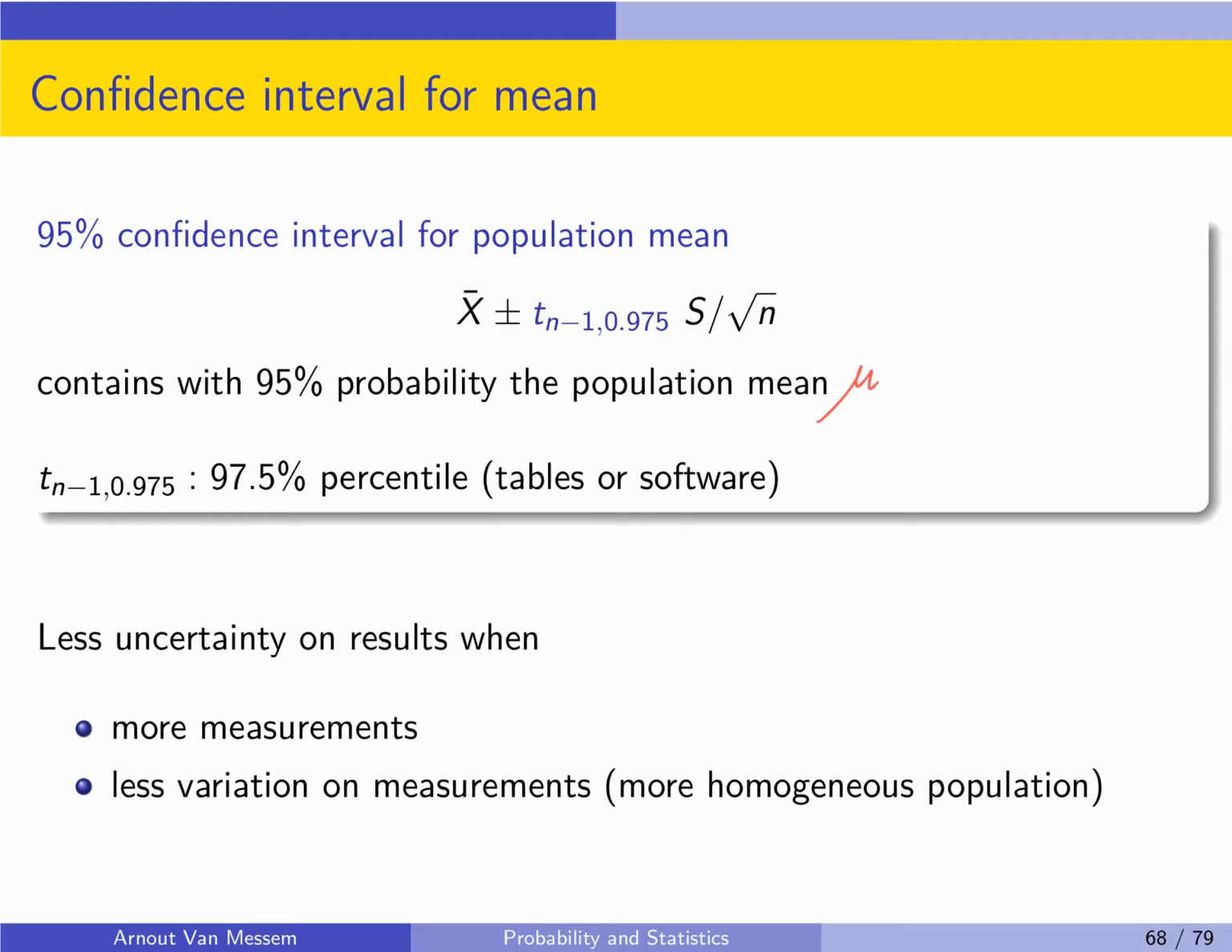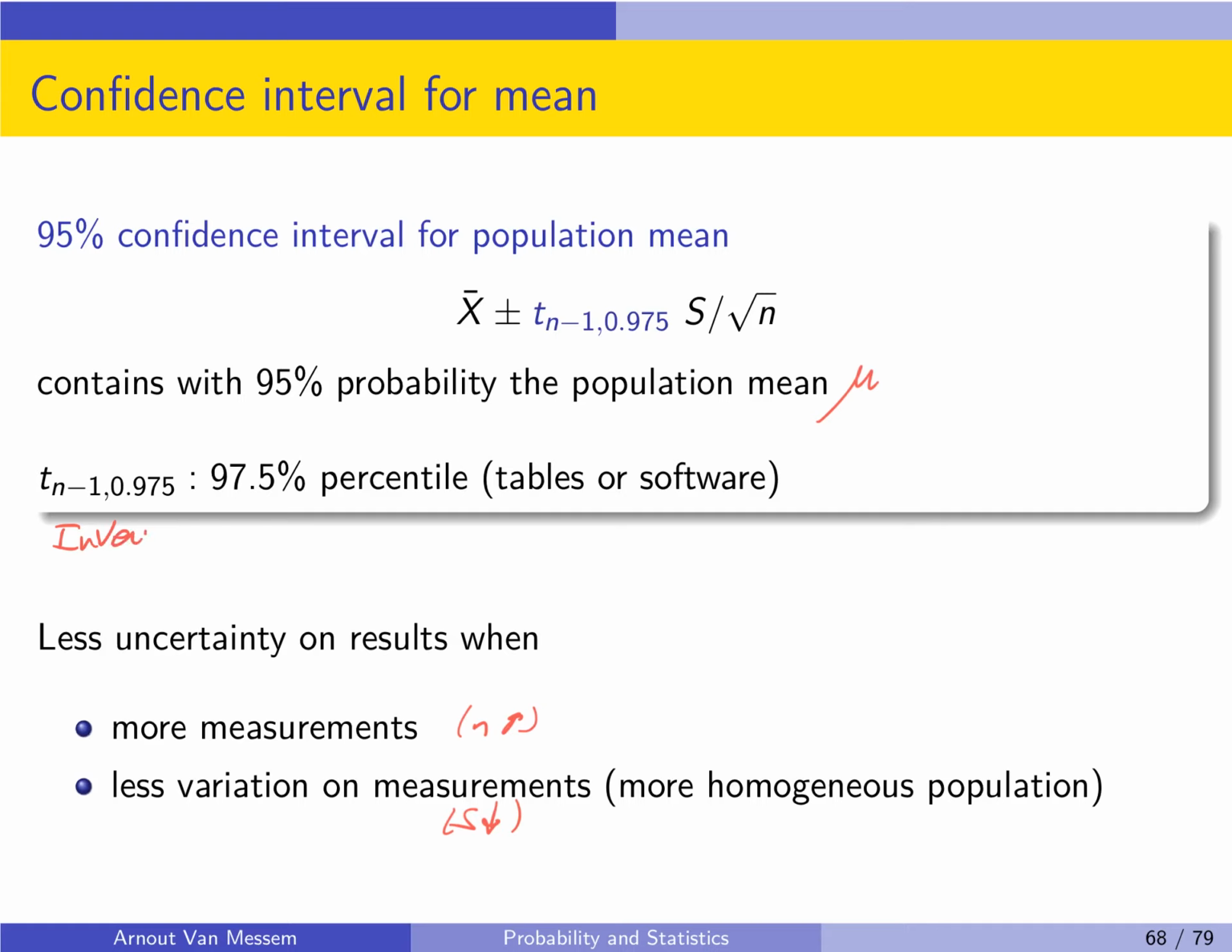From the definition of the confidence interval, you see that the uncertainty decreases, so the interval becomes smaller, if we have more measurements, so if n increases, because then we divide by a larger number. And also there is less uncertainty if there is less variation in the data, so if the data are more homogeneous, because in that case s will be smaller, and so your interval is less wide.